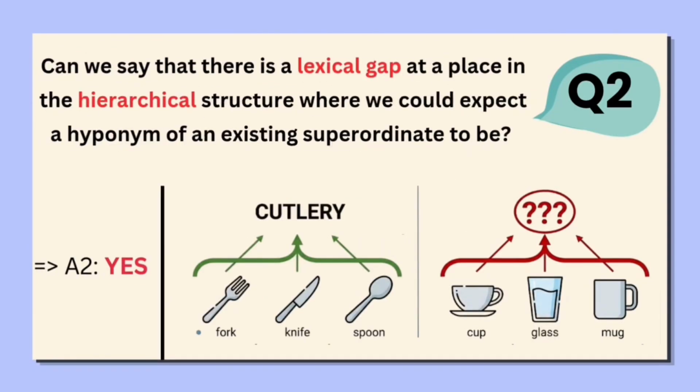And question 2 asks, can there be a lexical gap at a place in the hierarchy where we would expect a term to be? Again, the answer is yes. Gaps can appear anywhere. As illustrated here, we have a perfect category name for eating utensils, which is cutlery, covering fork, knife, and spoon. But when we look at drinking vessels, like a cup, glass, and mug, we lack a single everyday English word to categorize them together. Lexical gaps are everywhere if we look closely enough.